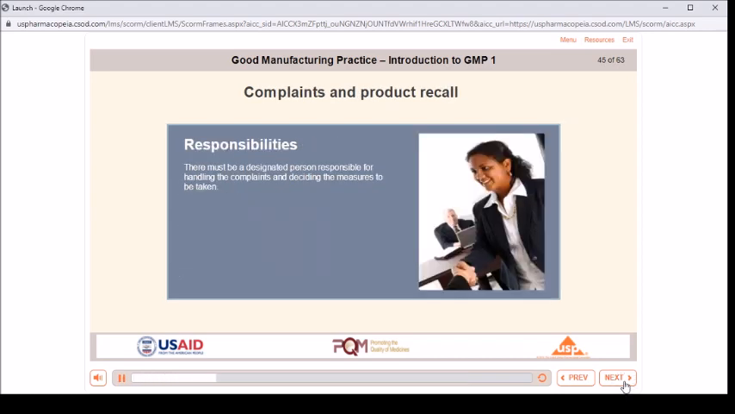Complaints and product recall. Responsibilities. There must be a designated person responsible for handling the complaints and deciding the measures to be taken.